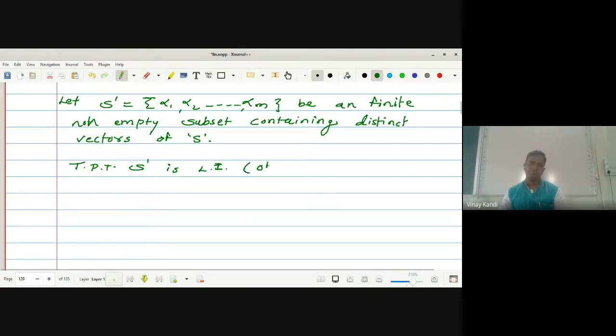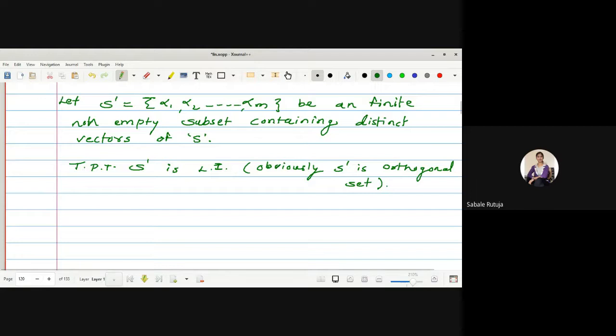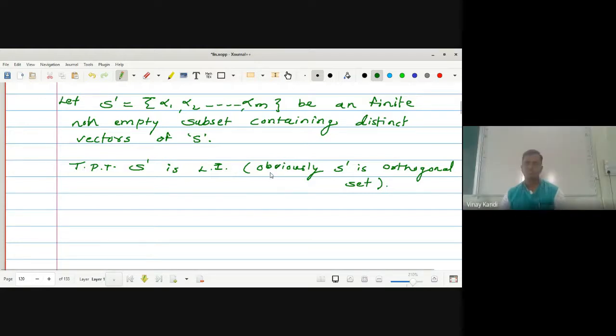So obviously, S dash is an orthogonal set. Is it correct? A subset of an orthogonal set is orthogonal. Is it correct? Yes, sir. If the vectors in S have inner product 0 with each other, then S dash, being a subset of it, is obviously an orthogonal set.